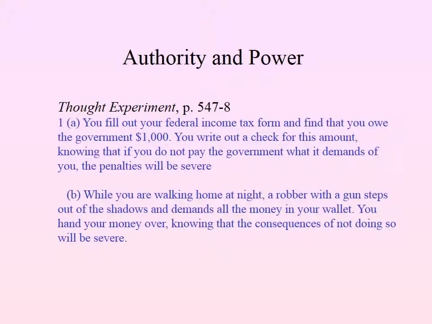Example A says, you fill out your federal income tax form and find that you owe the government $1,000. You write out a check for this amount, knowing that if you do not pay the government what it demands of you, the penalties will be severe. B says, while you are walking home at night, a robber with a gun steps out of the shadows and demands all the money in your wallet. You hand your money over, knowing that the consequences of not doing so will be severe.